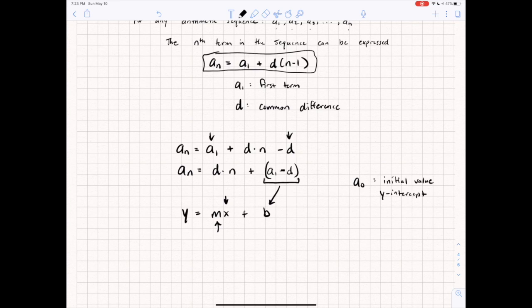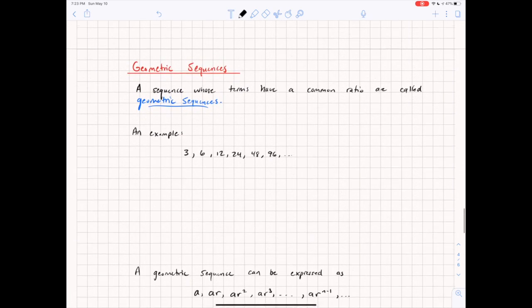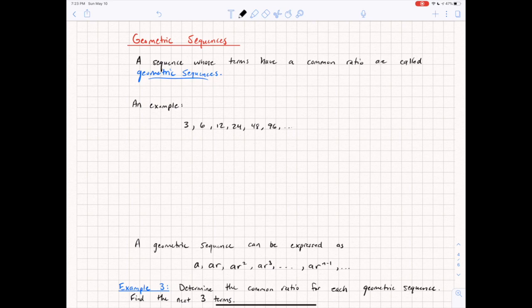All right, and so I've got one last type of sequence and one example to look at, and this video and topics are done. So that topic is geometric sequences. This is a sequence whose terms have a common ratio. These are called geometric. So an example of this would be 3, 6, 12, 24, 48, 96, etc. Where, again, when we say common ratio, what we're talking about is a common multiplier, which we abbreviate with an R.